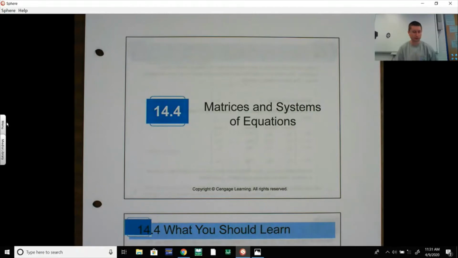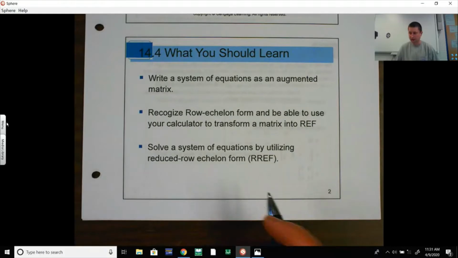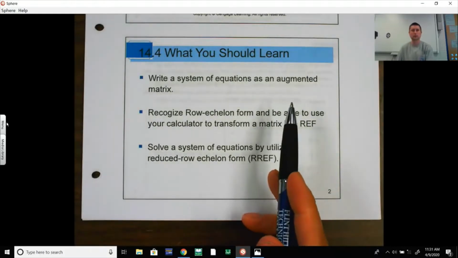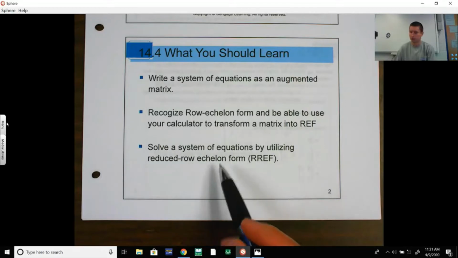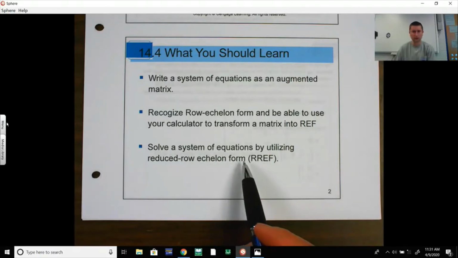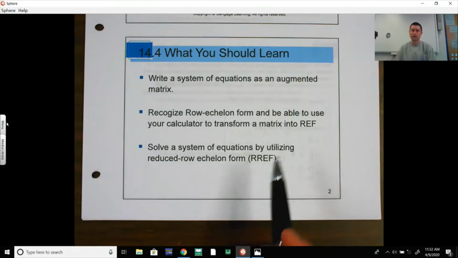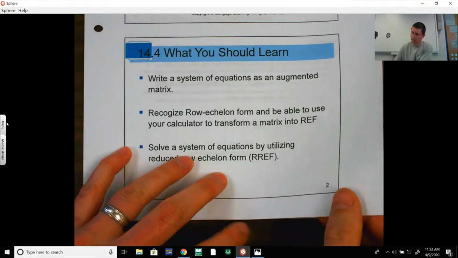14.4, Matrices and Systems of Equations. Make sure you have your graphing calculator handy. We're going to use the matrix menu on that here in a little bit. What we're going to cover here is a system of equations as what we call an augmented matrix, row echelon form, and what we call reduced row echelon form, and using this tool, which we'll be using our calculators for, to solve systems of equations, and larger, big ones. Okay.